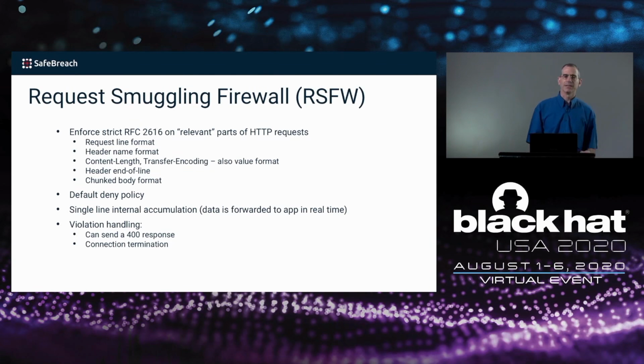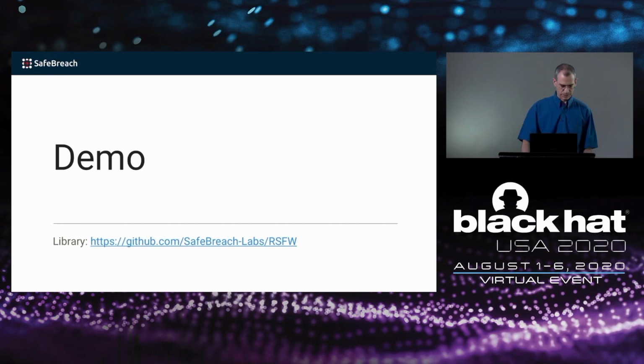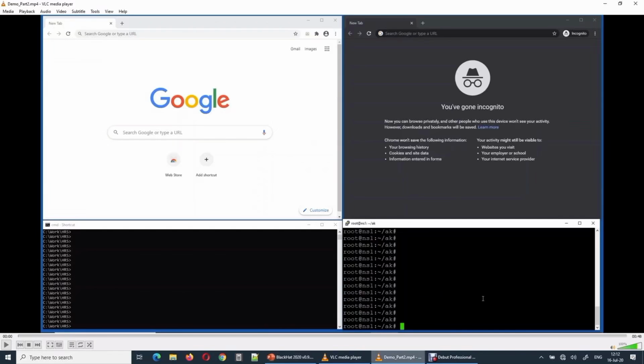It always sends the data immediately to the application, to the web server, but it buffers a partial single line, so that there's never a full line with violation transmitted to the web server. So it stops immediately upon the first violation. And the violation can cause it to send a 400 response, as we'll see in a moment, and to terminate the connection. And let's see a demo. Okay, demo.